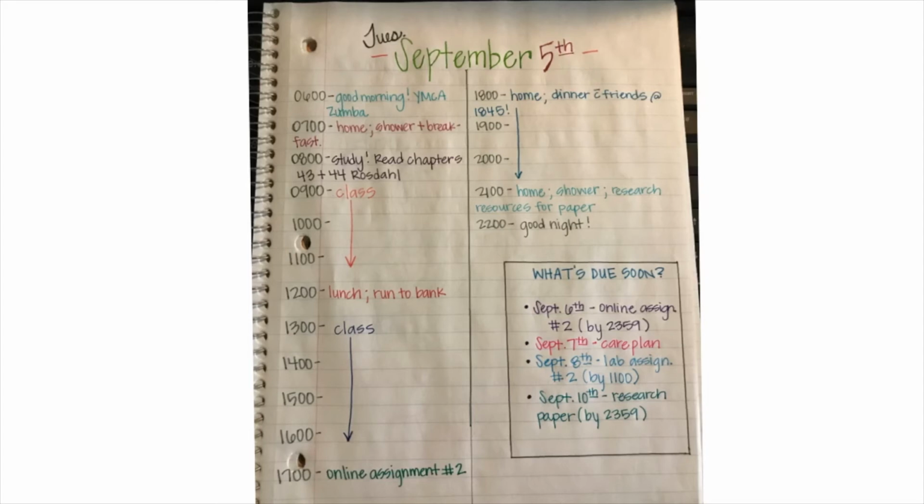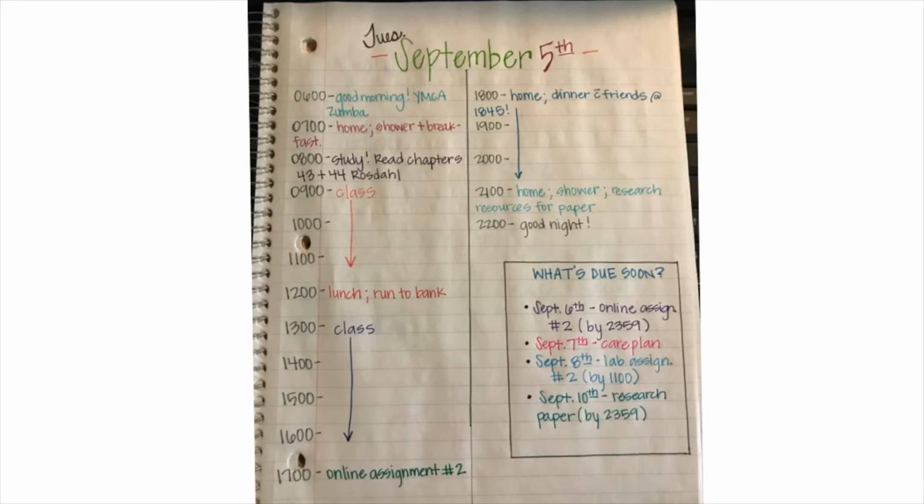You see, I'm free. I'm out of class. I don't have anything else to do except for go to dinner with friends at 6:45. Well, before I ever go, let me work on this online assignment and get it done. That way, once I get home from my dinner with my friends, then I've only got to take a shower, and then I can go ahead and start researching some resources for a paper that I have to write. Okay, and then I'm going to go to bed.